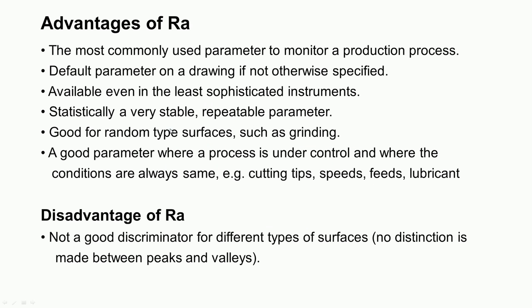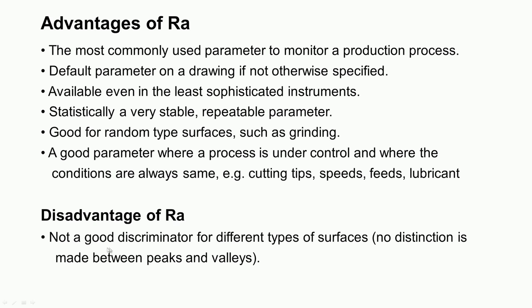Now, what are the advantages of using the RA parameter? This is the most commonly used parameter to monitor production processes. This is the default parameter on a drawing if the parameter is not specified. This RA parameter is available in almost all commercially available surface finish measuring instruments, and it is a statistically very stable and repeatable parameter, and it is very good for random types of surfaces such as ground surfaces. It is a good parameter where a process is under control and the conditions are always the same, like cutting tips, speeds, feeds, etcetera, then this parameter is better to use.